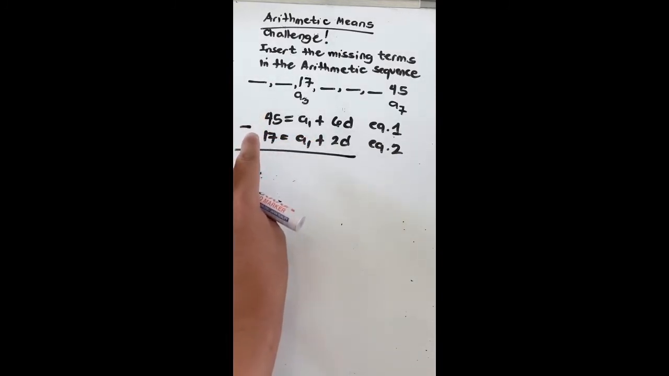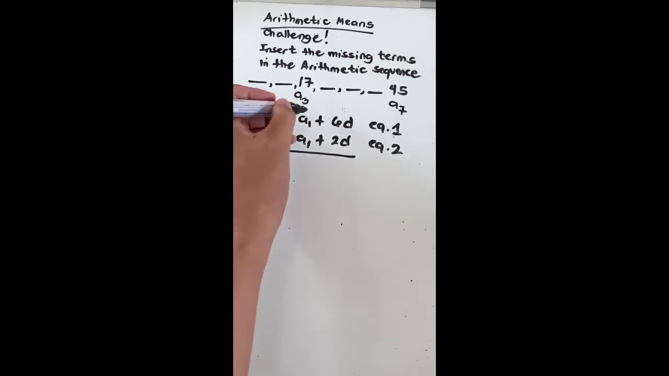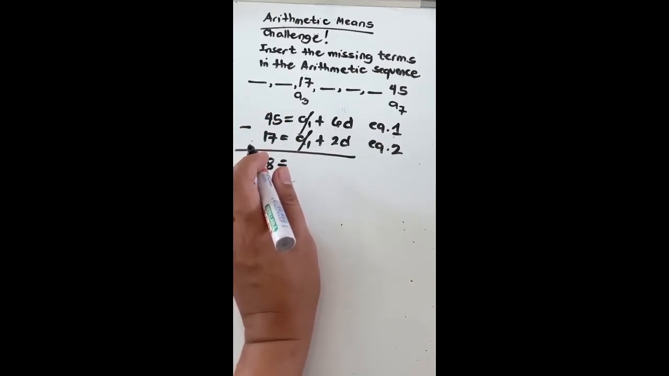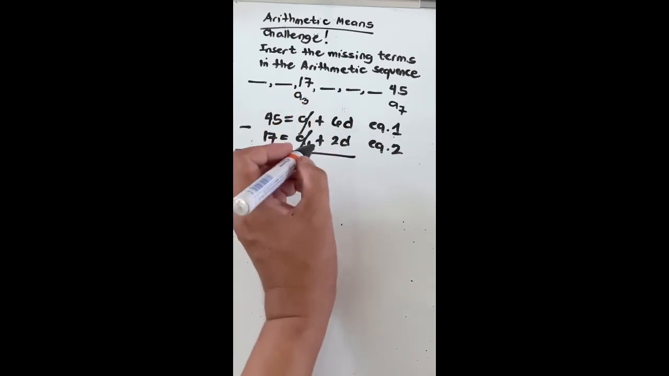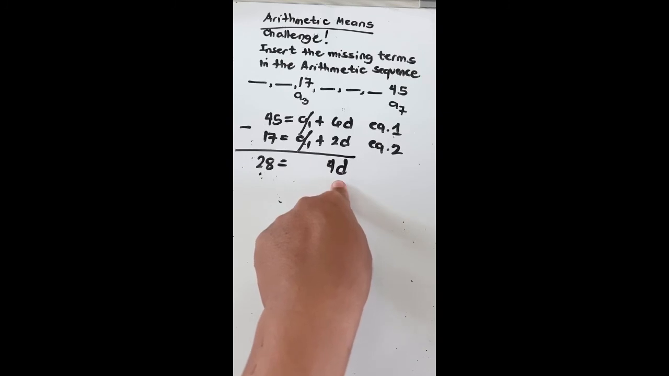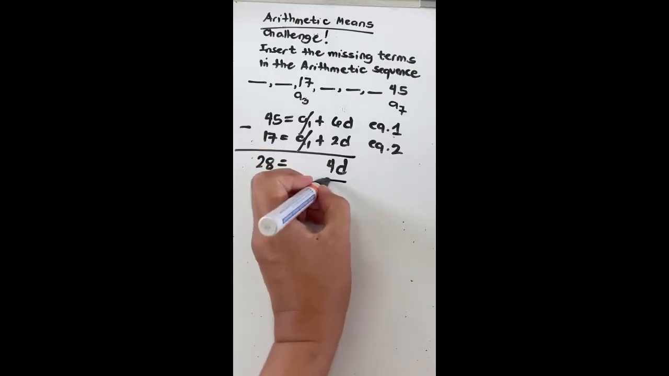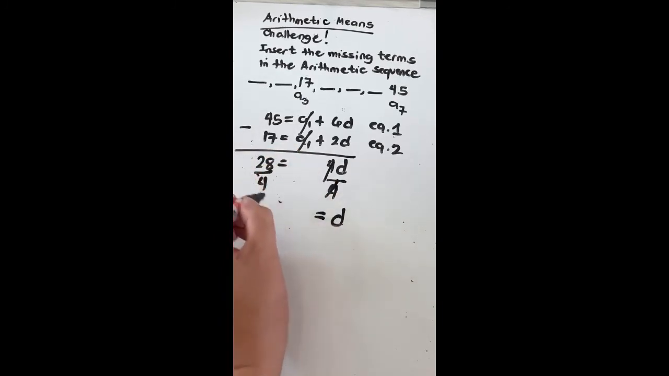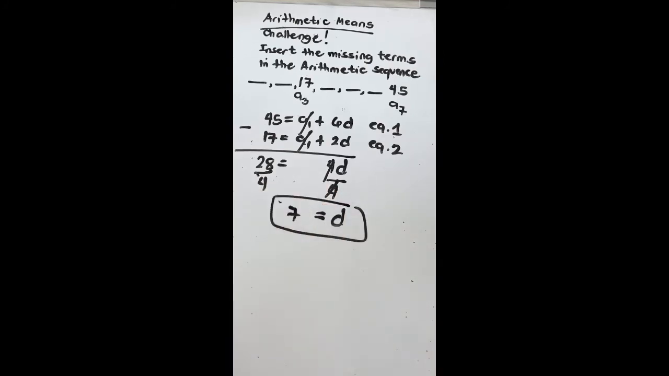So, 45 minus 17, so that is 28. So, pag pinag-subtract natin yung dalawa na yan, so wala na yan, so that is cancelled na. Or 0, the answer is 0. And then 6d minus 2d, that is 4d. So, we have now this equation. So, to get the common difference or the d, we need to divide both sides by 4. So, 28 divided by 4, 7. So, meaning to say, our common difference is 7. Okay?